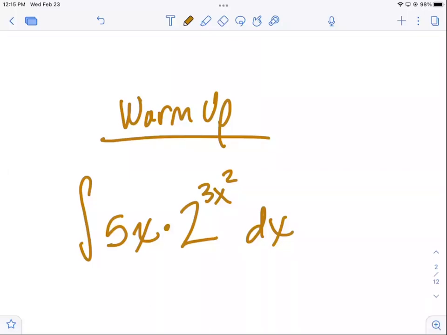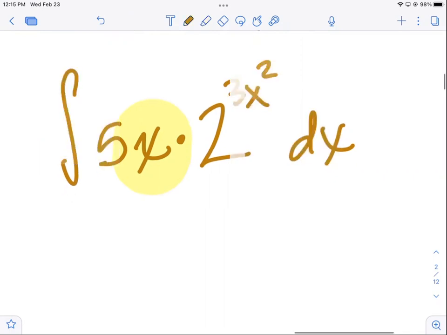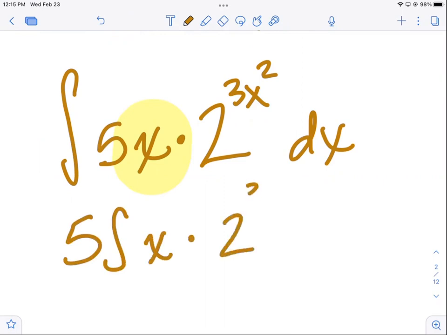All right, so when you notice walking up to it, you have an x times a function of x. So it's a product of two variable functions. There's no product rule. So the first thing I would do is rewrite it with the 5 out front. You've got an x times 2 to the 3x squared. Now, because that's 2 to the blob, it's not just 2 to the x.